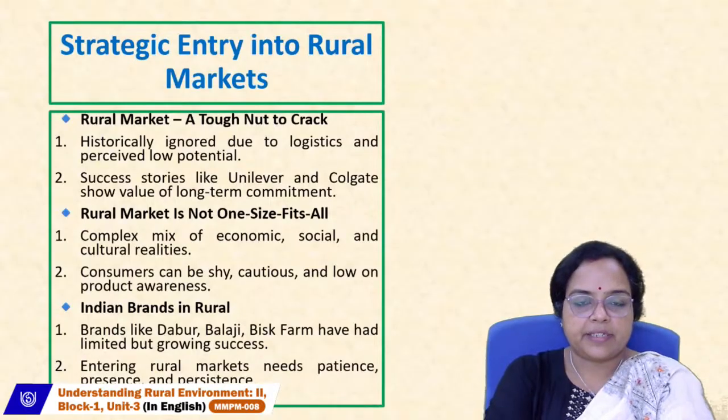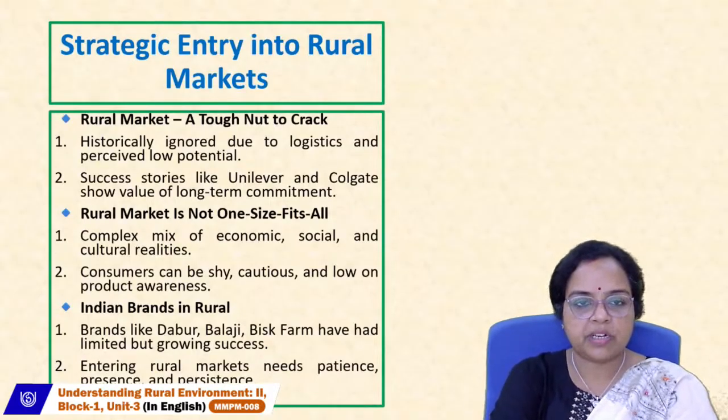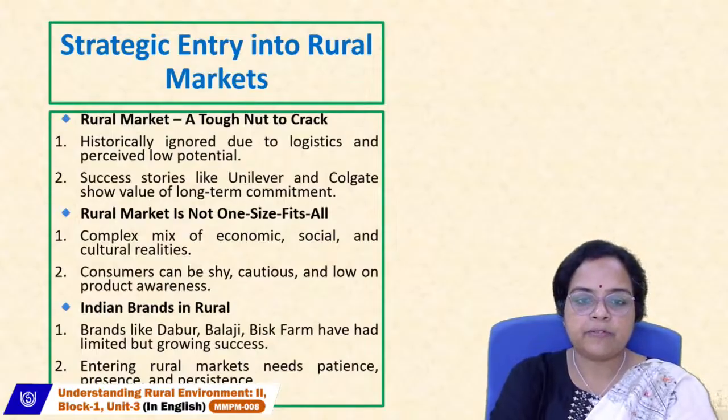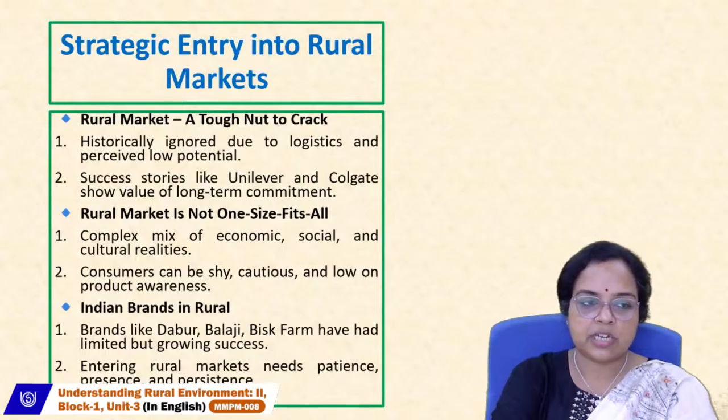Strategic entry into the rural market. What strategic entry can a rural marketer think of? The rural market is a tough nut to crack, historically ignored due to logistics and perceived low potential. Success stories like Unilever and Colgate show the value of long-term commitment. Initially, rural markets were ignored due to challenges like infrastructure, low literacy rate, and low buying power in the rural belt. But slowly, with the success of Unilever and Colgate, long-term commitment as a value, if you are interested in rural marketing, is established.